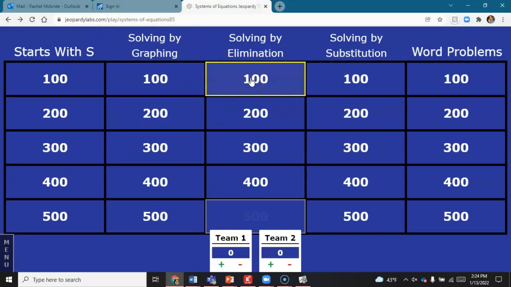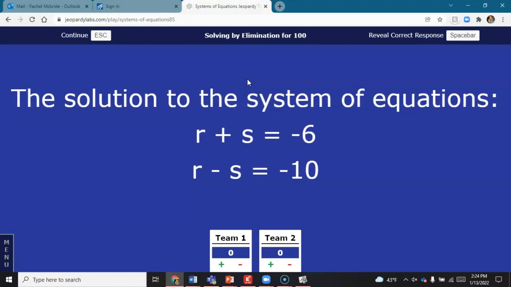So, now that we know how to eliminate, do you two want redemption? Or do you want to pass the marker to a teammate? Redemption. Okay, elimination for 100.